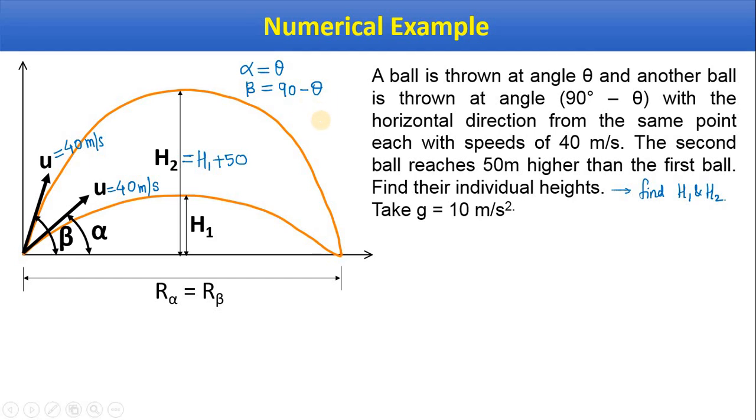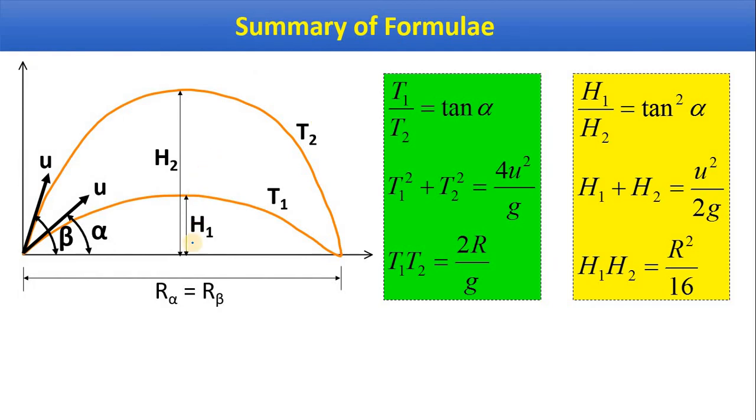Now in the previous video I have proved that in such a situation the horizontal range is equal, and here are some standard results that we have derived. The derivation of all these three formulae are given in the previous video. For example, if H1 and H2 are the maximum heights in these two different cases at different angles, then H1 by H2 is tan square alpha, H1 plus H2 is u square by 2g, and H1 multiplied by H2 is R square by 16. So to solve this question, definitely we are going to use the second equation given here as H1 plus H2 is equal to u square by 2g. So let us take this second formula H1 plus H2, and try to solve the question.